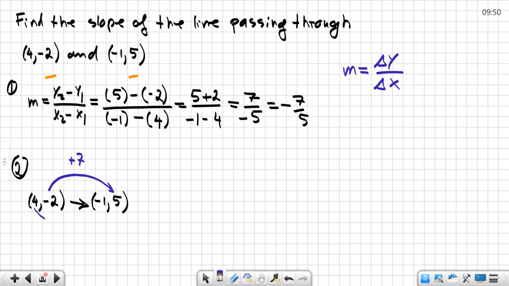And the change in x was from 4 to -1. So from 4 back to 0, that would be -4. Go 1 further, that would be a -5. And look, I'm staring at my slope. +7 divided by -5.